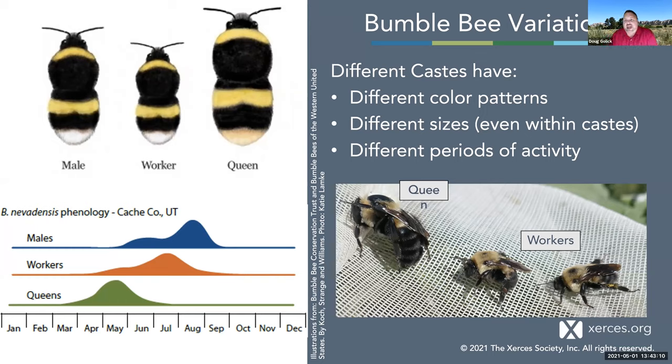And so they have castes. And so the males, like as Katie said, are pretty much there for reproductive purposes. But anyway, different periods of activity in that time span. Right now, you're mostly going to see queens. In a few weeks, you'll start seeing some of the workers in the earliest emerging bumblebee species.